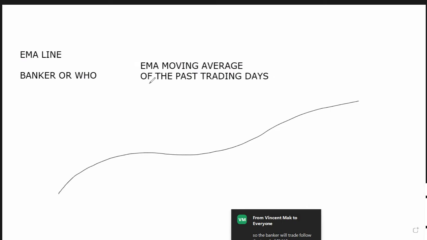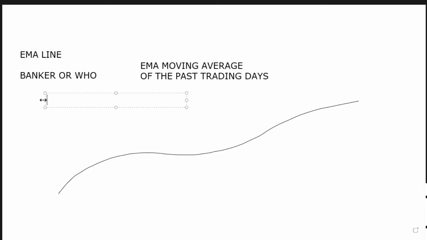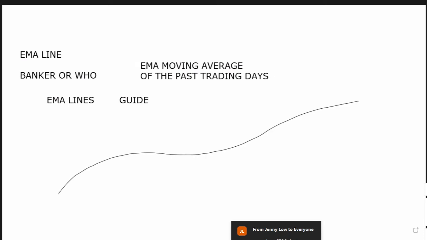Okay, banker, of course. Now I understand. Of course, a banker will trade according to the EMA lines. They will use the EMA as their guide. The bankers cannot simply trade anything. As a banker, they have a set of rules in trading. They can only trade some selected kinds of stocks.